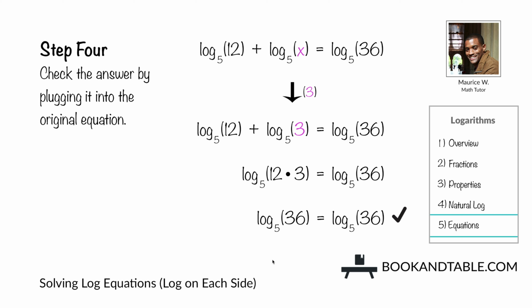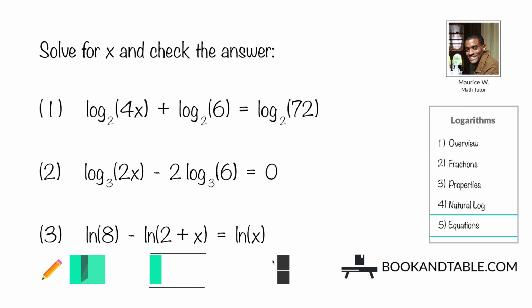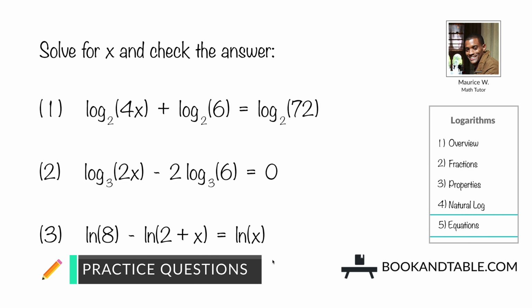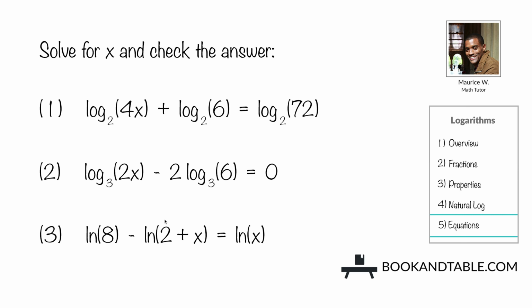And that is how we go about solving logarithmic equations that have a log on each side. Let's now have you try a few practice questions. Solve for x and check the answer. Question number 1. The log base 2 of 4x plus the log base 2 of 6 is equal to the log base 2 of 72.